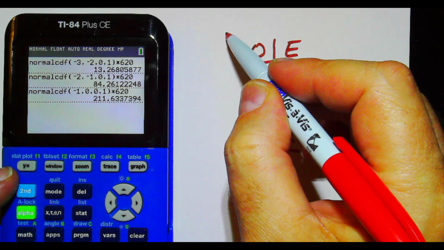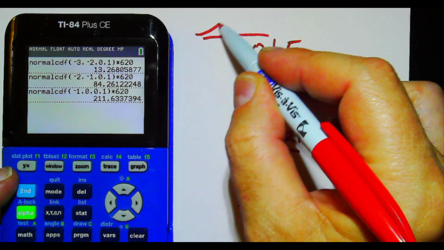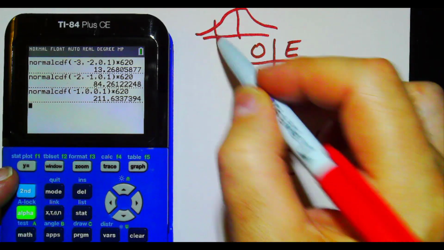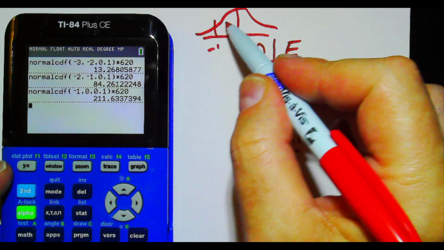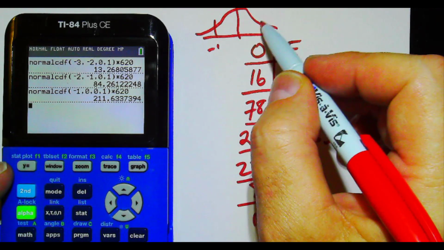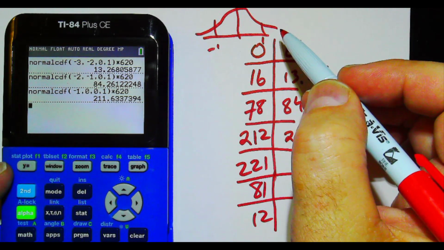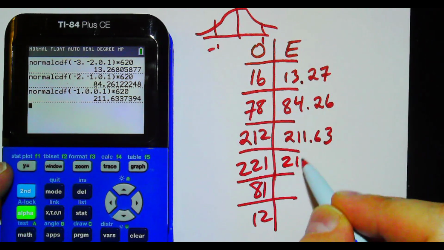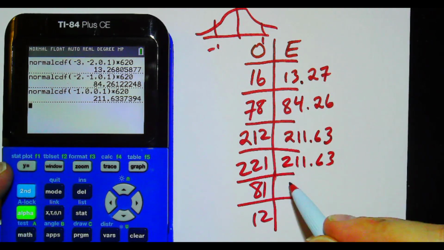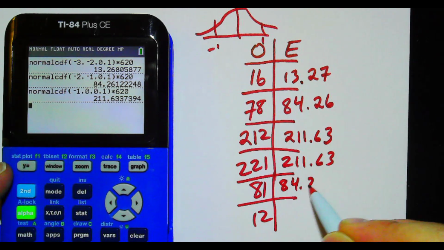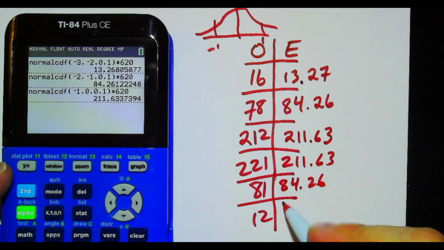Now the distribution is exactly symmetric. Between -1 standard deviation, 1 below the mean, and the mean, you get the same thing as from the mean to 1 above. And so this should also be 211.63. That makes the next category 84.26, and then the final category 13.27.